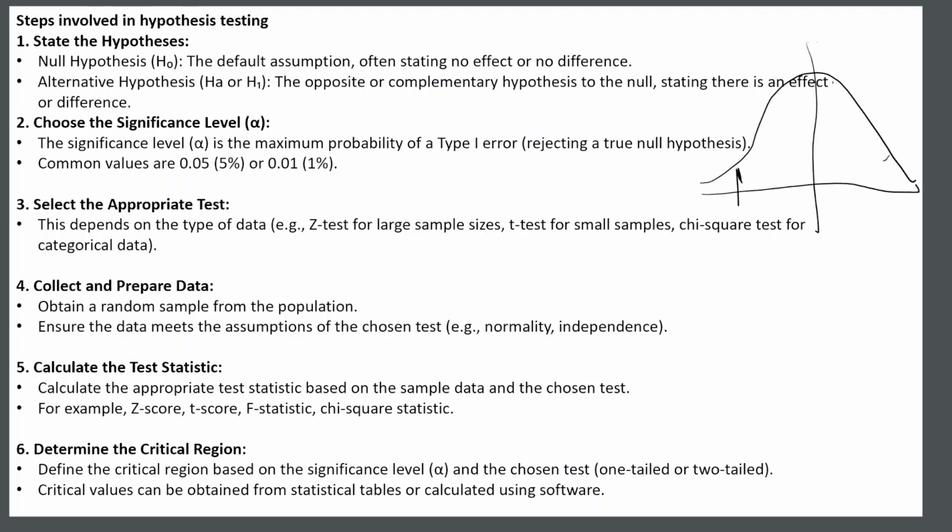For two tail, it is both sides, so it is alpha by 2. We'll discuss those things in detail. Okay, so this is just choosing the significance level.